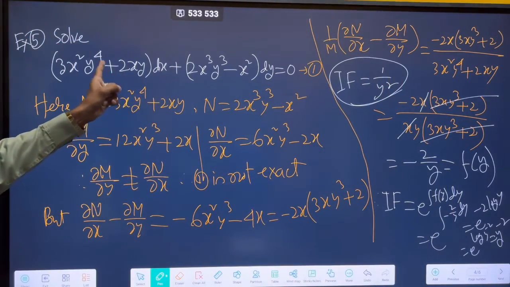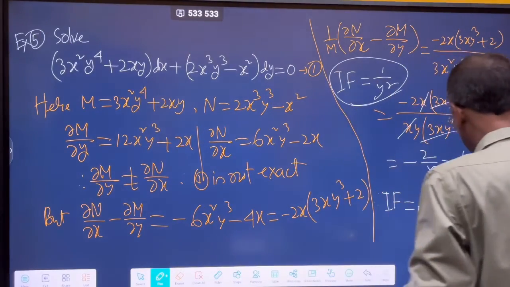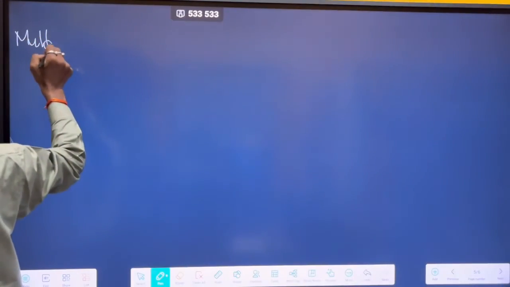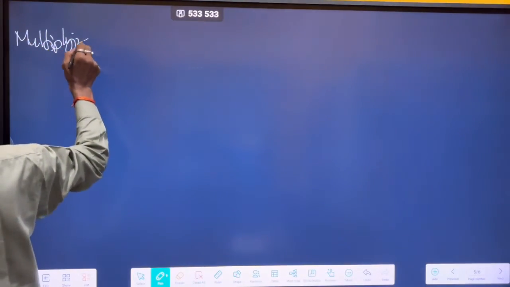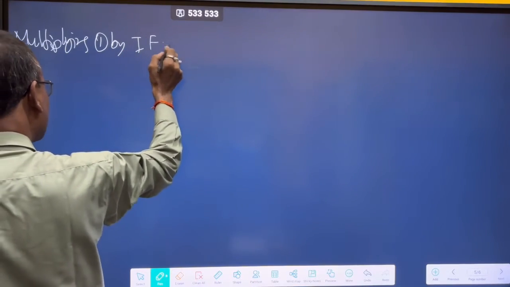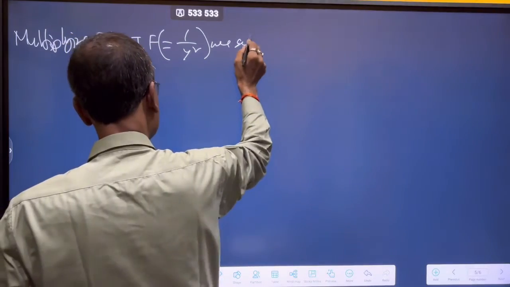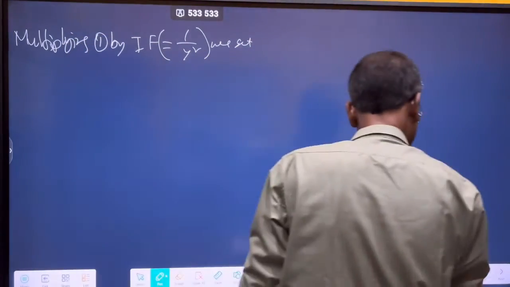Multiply 1 by the integrating factor. Multiplying 1 by the integrating factor 1 by y square, we get... What is 1?